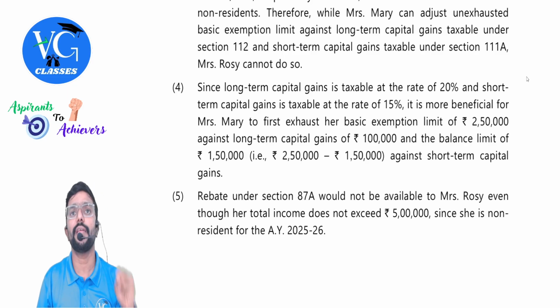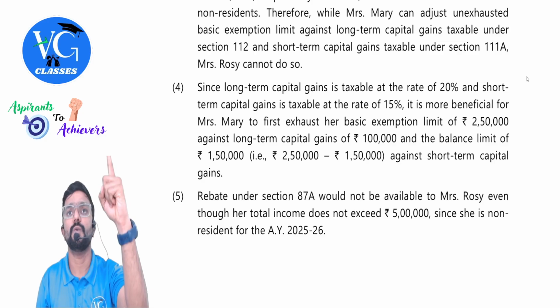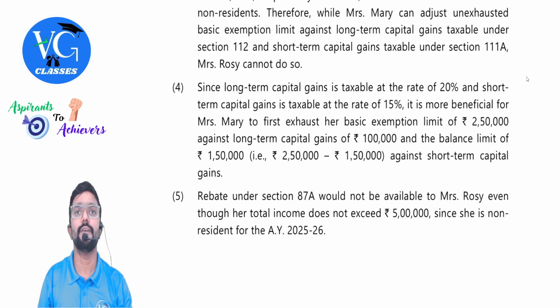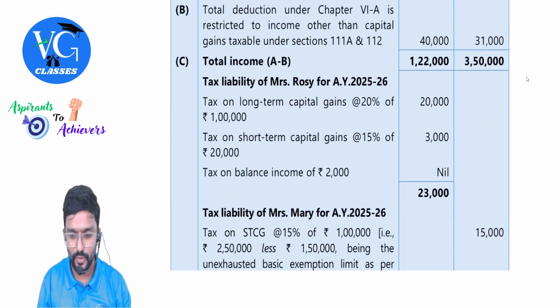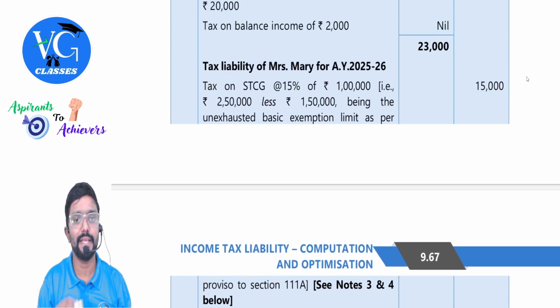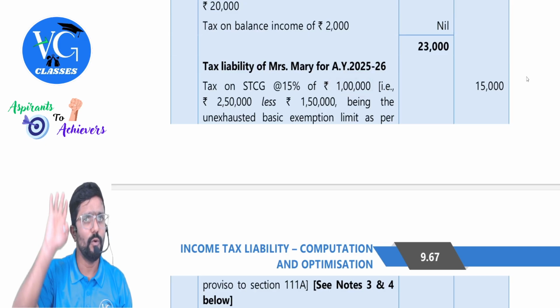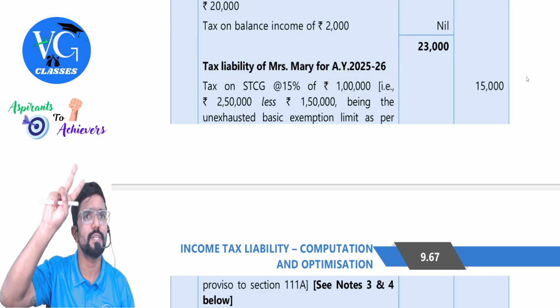What is the total short-term gain? 2,50,000. You adjusted 1,50,000. Remaining is how much? 1 lakh. It is taxable at 15%. Hope you are getting it. You can see tax on short-term capital gain at 15% for 1 lakh. How did we get 1 lakh? Hope you are understanding.